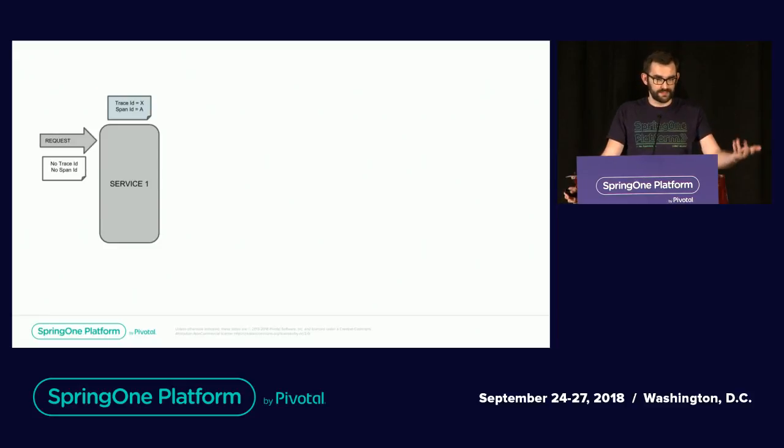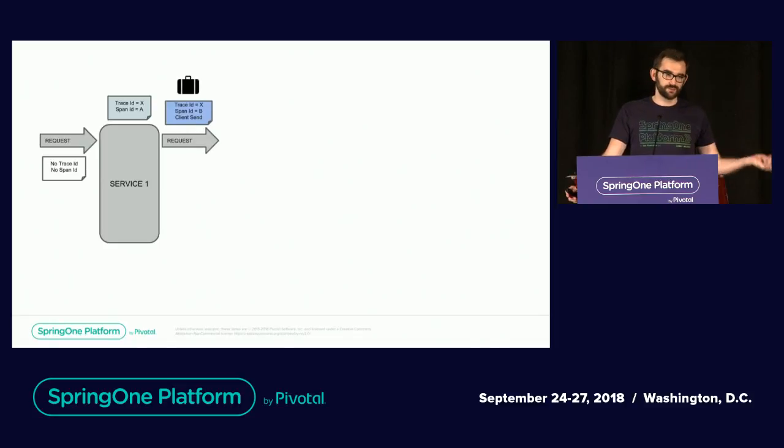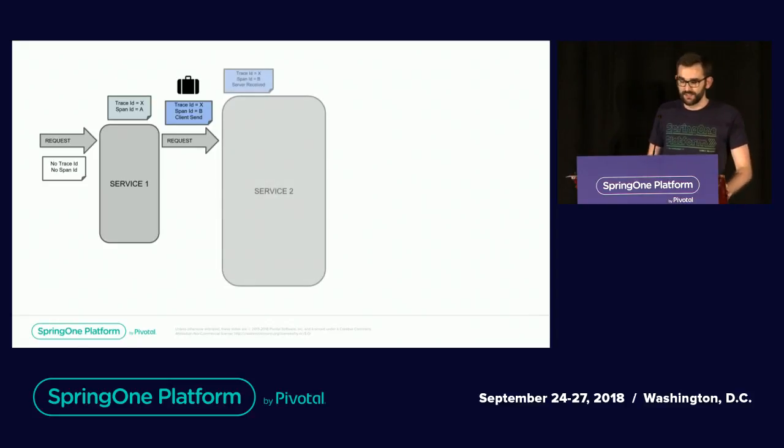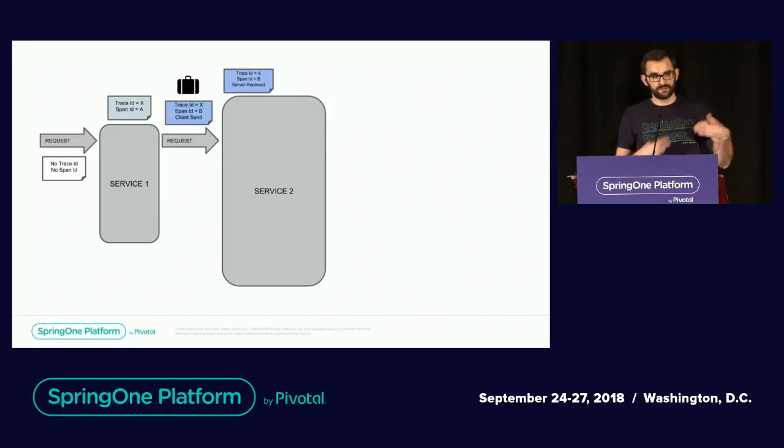And a span ID. Let's call it A. So now when service 1 calls service 2, let's say it also creates some sort of a baggage. So a new span is created, but the same trace is there, right? You can see trace ID equal to X. So we can see that on the client side, we've managed to send a request. On the server side, we've managed to receive it.